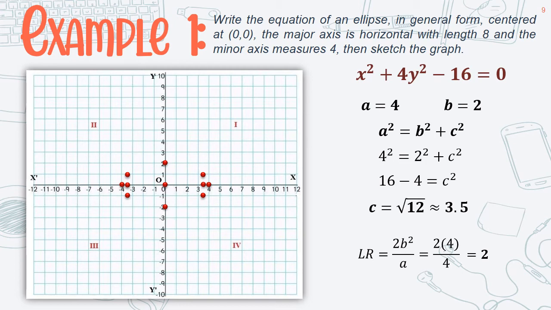So with the help of our foci and the latus rectum, we can now clearly see the orientation and behavior of our graph. So we can just connect the endpoints and the vertices of our ellipse, and there we have the graph for x squared plus 4y squared minus 16 is equal to 0. So that is how you graph the equation of an ellipse.